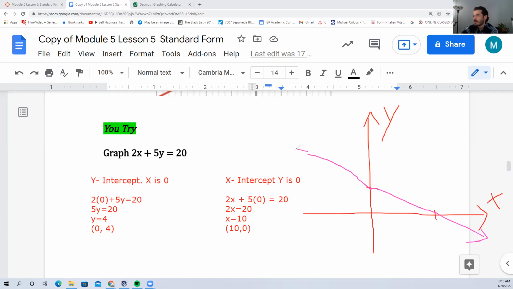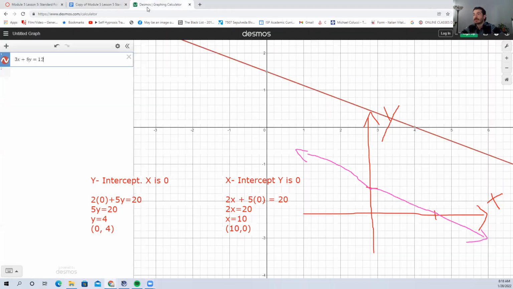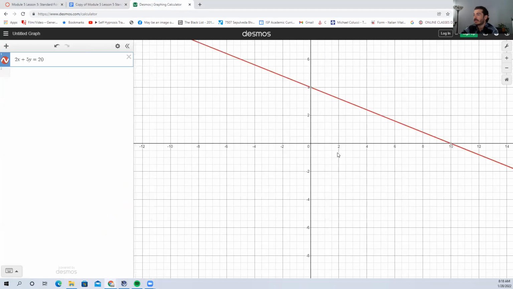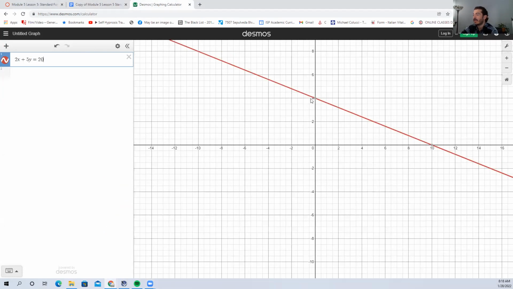The really fast way of doing this is this. Copy. Hello, Desmos. Paste. I got a cool line. I'm going to clear my drawing. I'm going to reframe this a little bit so I get a good image of it. There's my 4. There's my 10. Cool. My rough sketch was right.